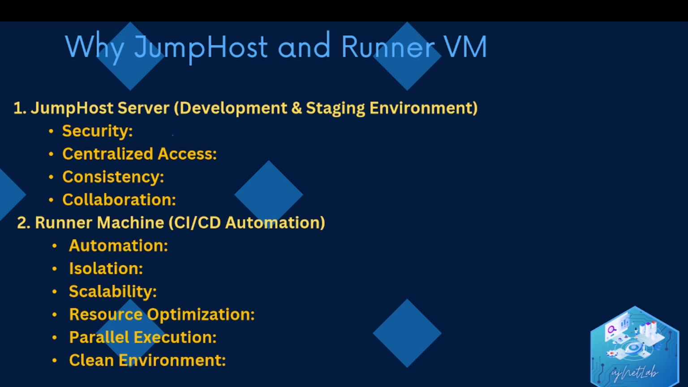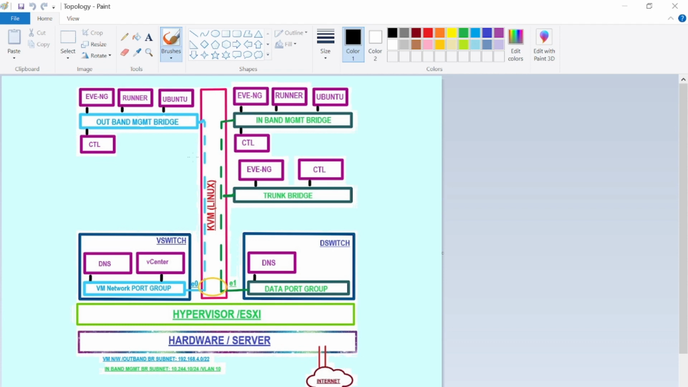And then the last is clean environment. Each job can be run in a clean environment in a runner machine, making sure that builds and tests are not affected by the previous jobs. Okay, I hope it gives the idea about the two VMs, and why they were in our topology before.